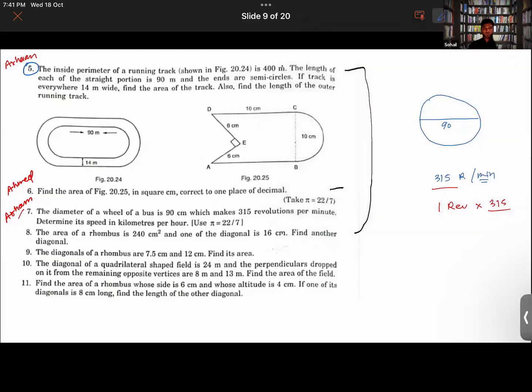Let me give you some hints. You have to find the area of the figure. This one, 20.25. And what has been provided here? Find the area of this figure in square centimeter, correct to one place of decimal. So we need to find the area of this figure. Look here. First, what you will do? You will take the area of this semicircle. How to find the area of a semicircle? It's simply half times pi r square. Getting it now?